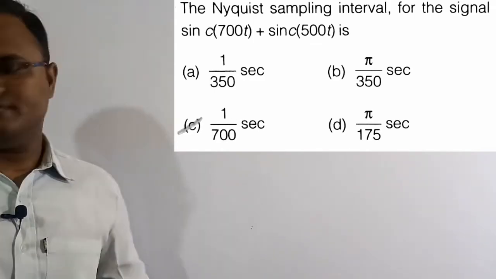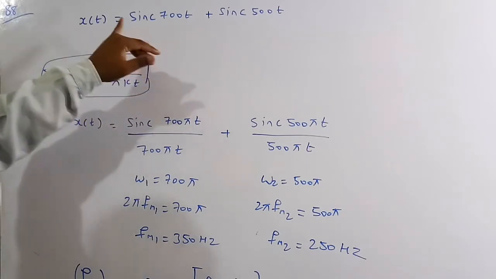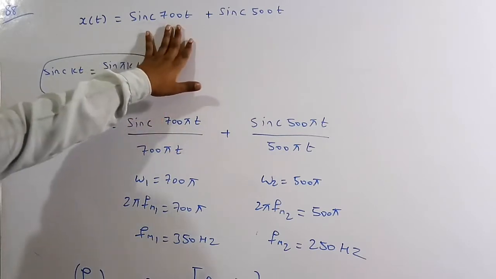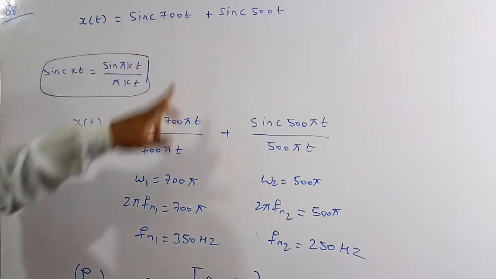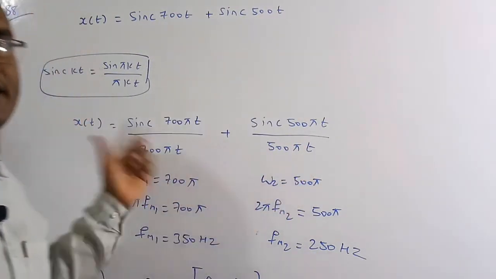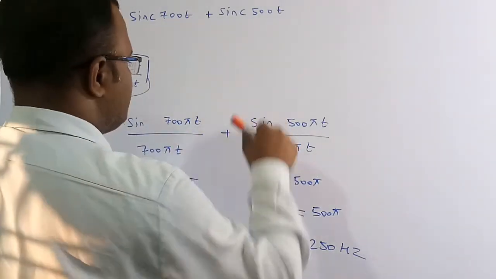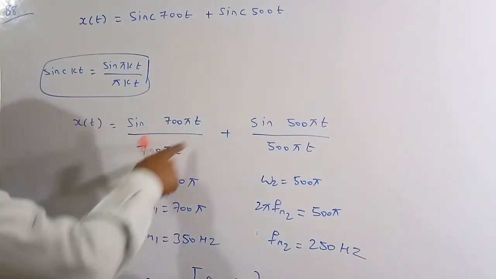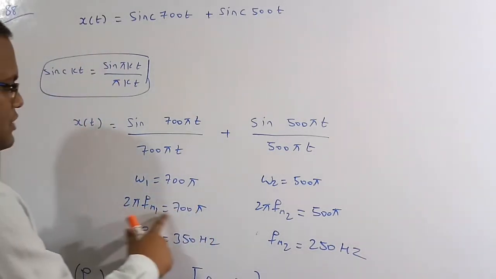So let's solve this numerical. For this signal, we need to find the Nyquist sampling interval. I have already told you sinc kt is nothing but sin pi kt by pi kt. So all of this is in the form of sinc kt. Therefore x of t is equal to sinc 700 pi t by 700 pi t and sinc 500 pi t by 500 pi t. I have written it in the standard form. Now sin omega t, so omega 1 is equal to 700 pi for the first signal, and omega 1 is nothing but 2 pi fm1, which is equal to 700 pi.